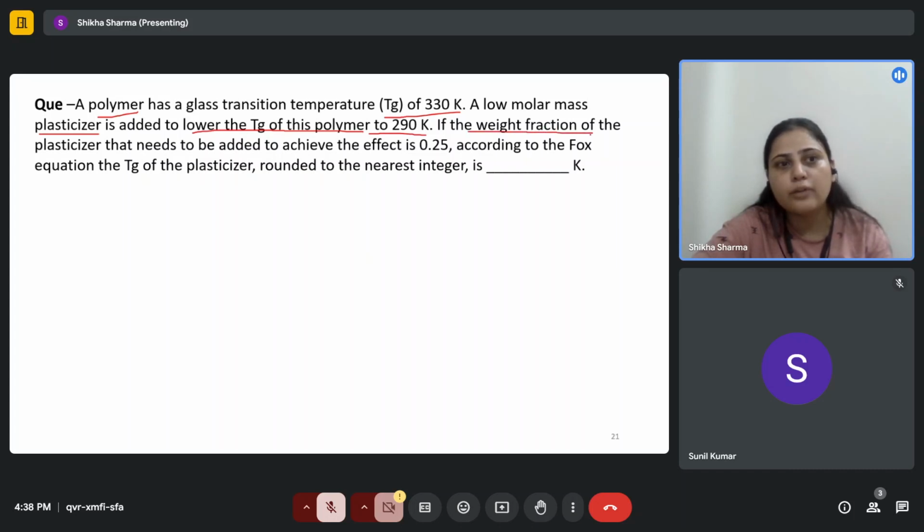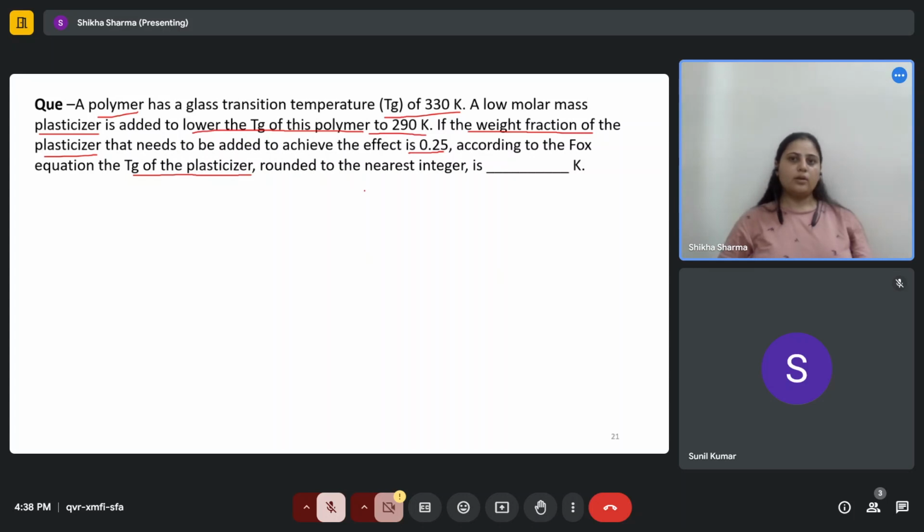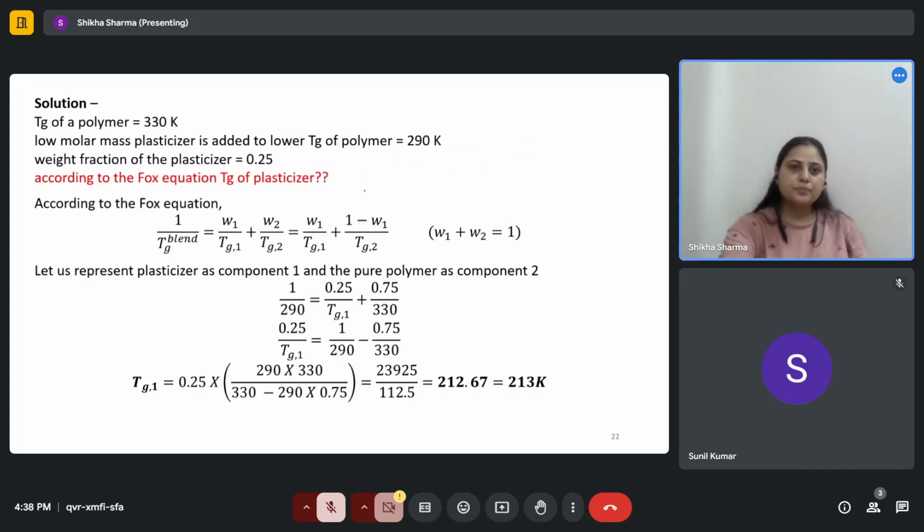If the weight fraction of the plasticizer that needs to be added to achieve this effect is 0.25, we need to find the glass transition temperature of the plasticizer according to the Fox equation. So we have one polymer with some glass transition temperature, and when we add the plasticizer, its glass transition temperature decreases. The weight fraction we have added is also given, and we need to calculate the glass transition temperature of the plasticizer. So we now apply the Fox equation, right?